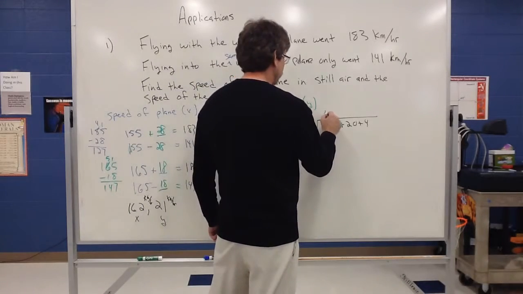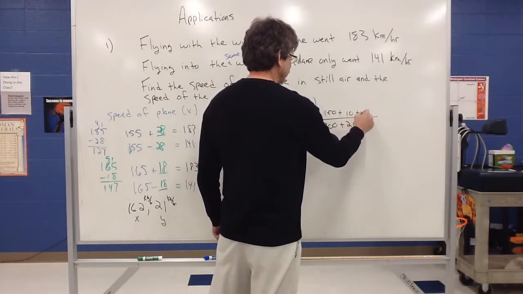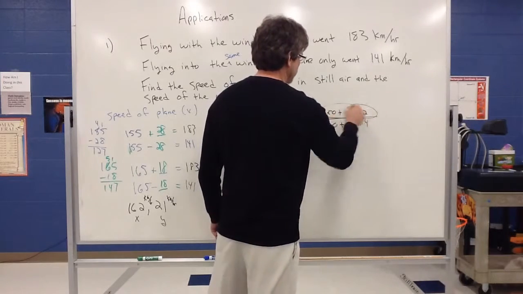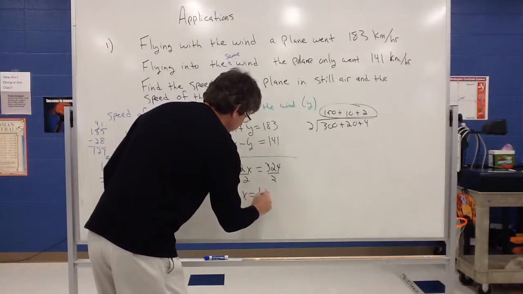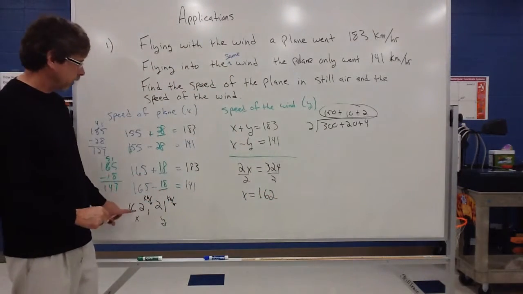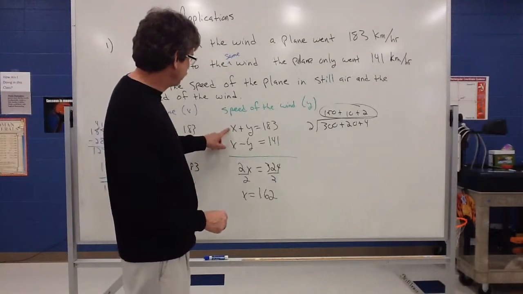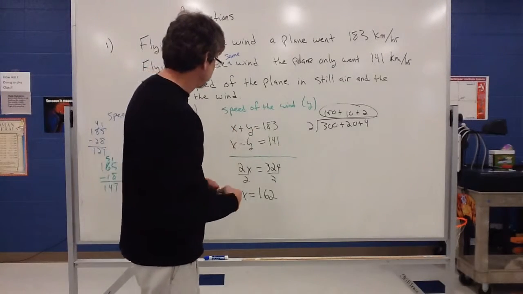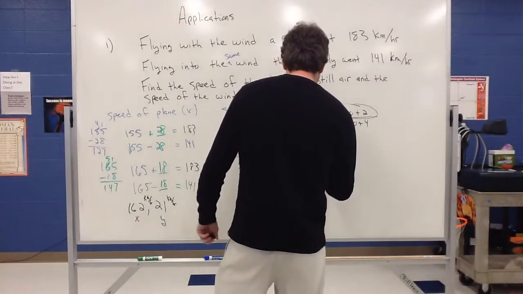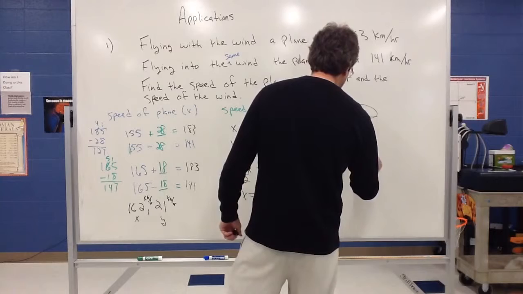I like dividing by 2 this way. Half of 300 is 150. Half of 20 is 10. Half of 4 is 2. There's my 162. So I get 162. Hey, that's what we got for x, wasn't it? Now to find what y is, we substitute the 162 back into one of these equations. So I put 162 plus y is equal to 183.